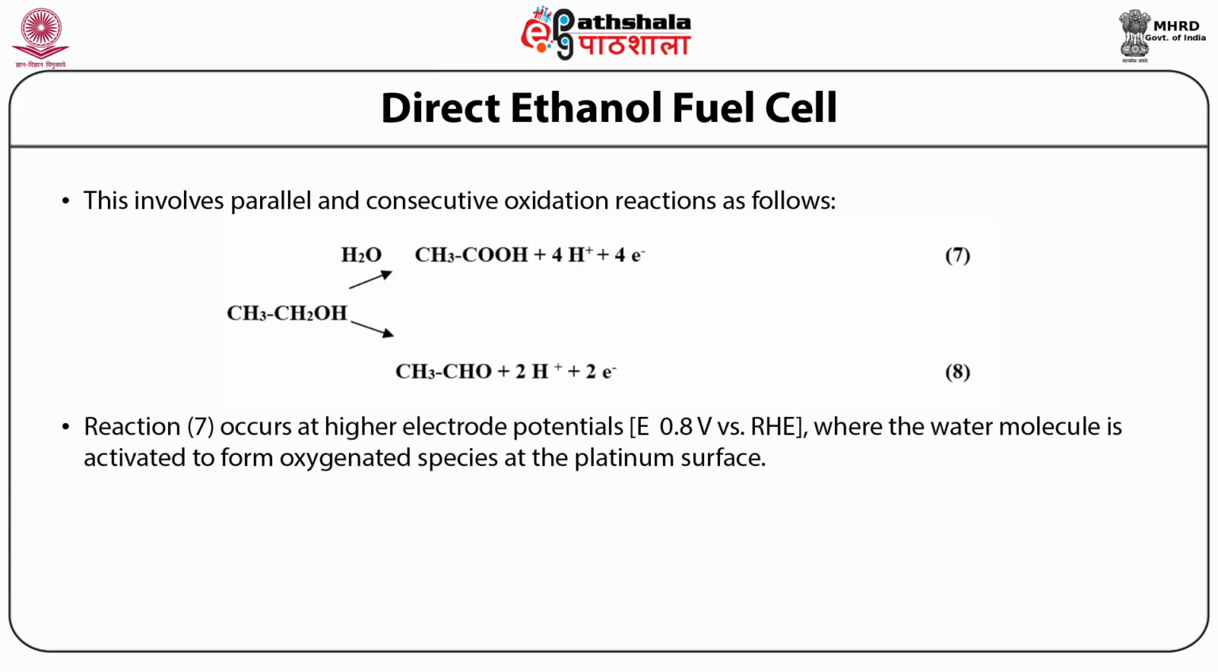The first reaction occurs at higher electrode potential, E greater than 0.8 volts versus RHE, where the water molecule is activated to form oxygenated species at the platinum surface. The second reaction occurs mainly at lower potential, E less than 0.6 volt versus RHE.